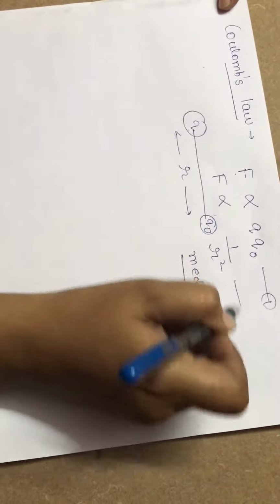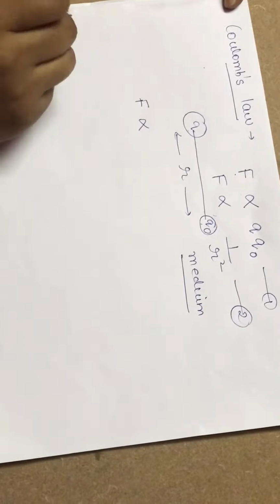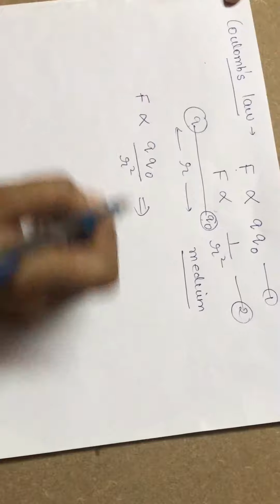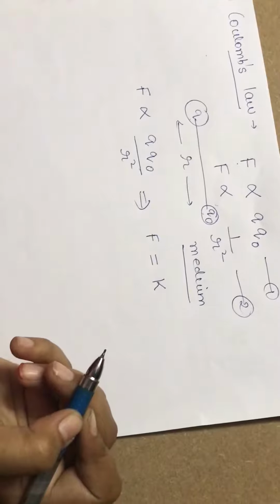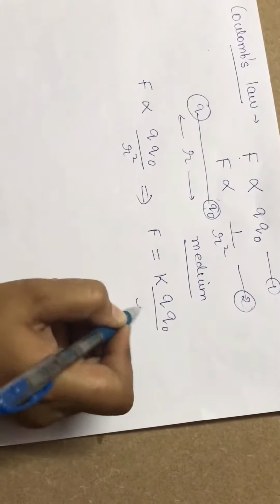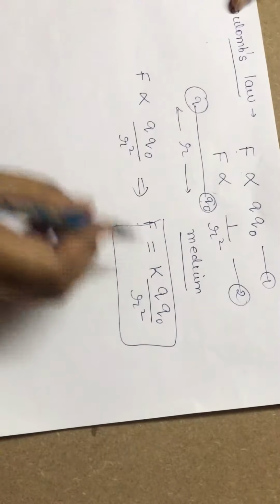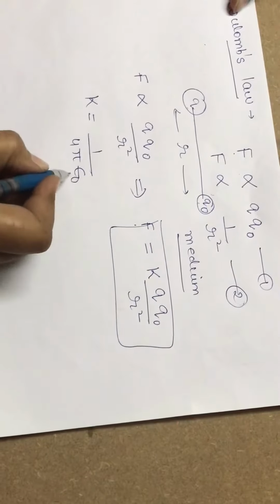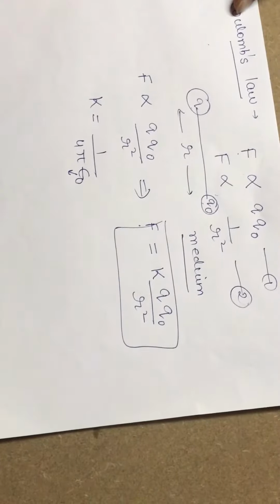So if we equate these two relations, the left side is common, Q Q naught by R square, and after removing the sign of proportionality, there is a constant of proportionality, called the dielectric constant, denoted by K. So F equals K Q Q naught by R square. Okay, so this is the electrostatic force. Here the value of K is 1 by 4 pi epsilon naught. This epsilon naught refers to free space, vacuum.